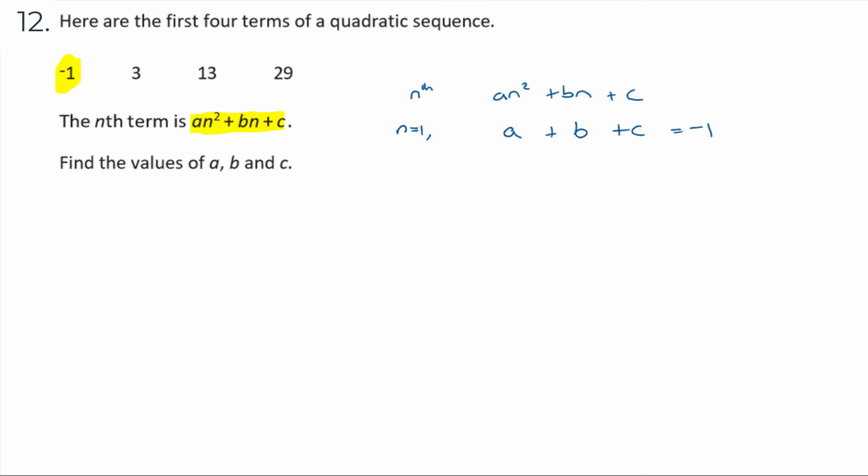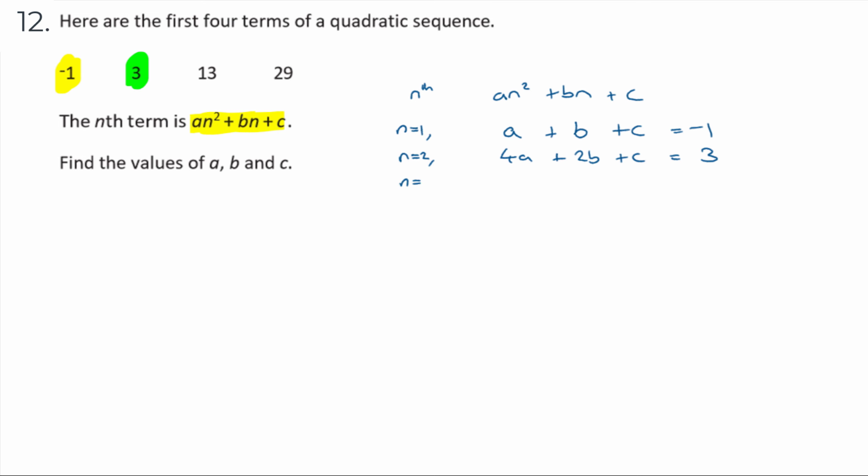Then what I'm going to do is use n is equal to 2. When n is 2, n squared, 2 squared is 4. So I'm going to get 4a plus bn, n is 2, so that's 2b plus c. And that is equal to the second term of my sequence, which is 3. Okay, so can you see I've got simultaneous equations in a, b, and c. Now I've got 3 unknowns, so I'm going to need a third equation.